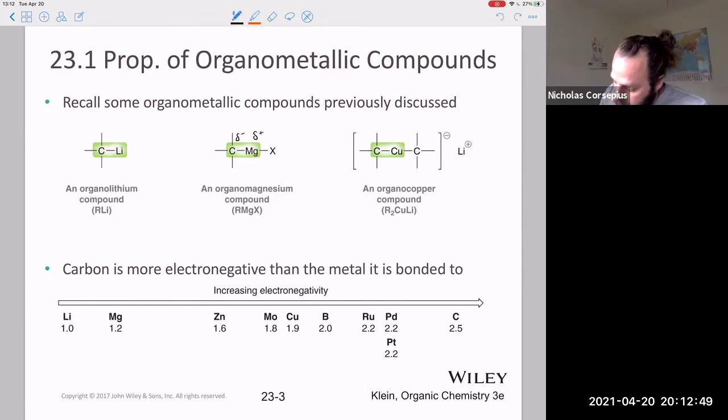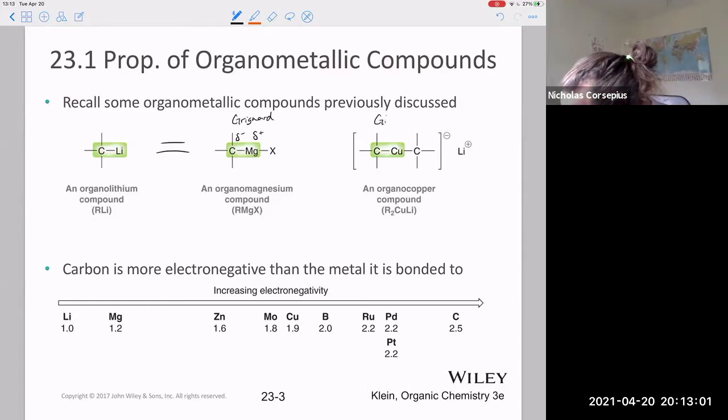Okay, so again, this organolithium compound is new. We're going to see that it is pretty much equivalent in behavior to the Grignard reagents or the organomagnesium compounds, right? So again, this was a Grignard. And this guy we learned about as well. This is a Gilman. Okay, and if you remember, we said that the Grignard was a very strong nucleophile, and the Gilman was a weaker nucleophile.